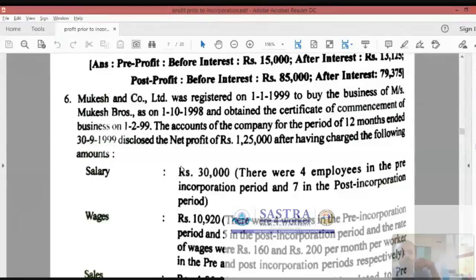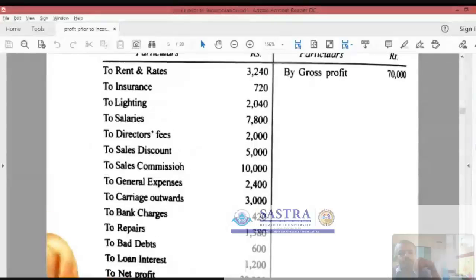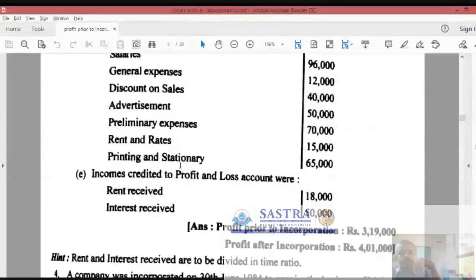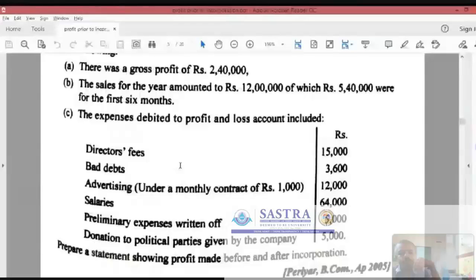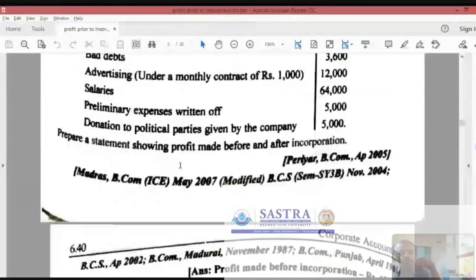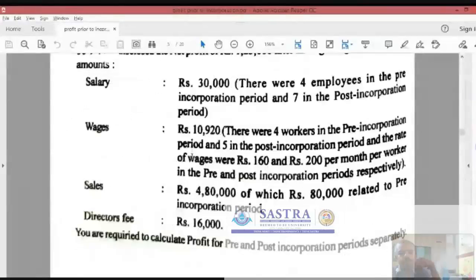The accounts of the company for the period of 12 months ended 30th September 1999 disclose a net profit of 1,25,000 after having charged the following. Now, salary 30,000.